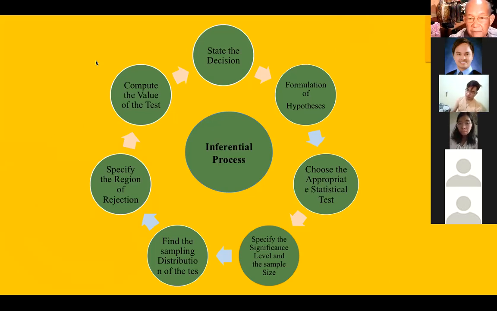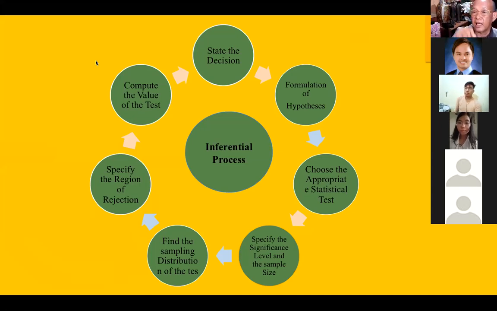The next step is to specify the region of rejection. The region of rejection consists of all values more extreme than the critical value. In other words, the researcher has to locate the critical value. And the critical value is a function of the alpha set and the degree of freedom or the number of cases involved in the study.